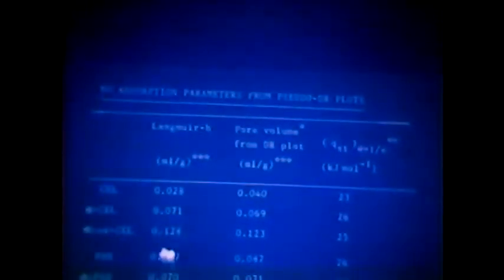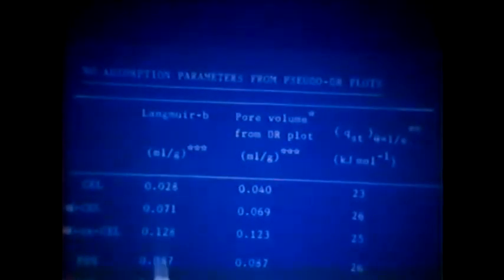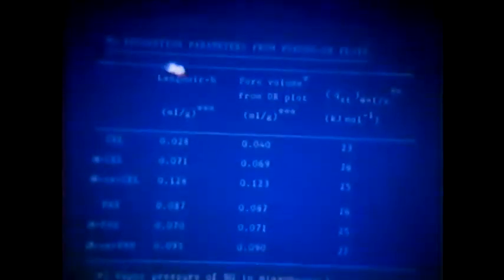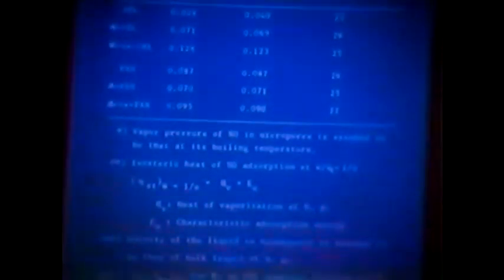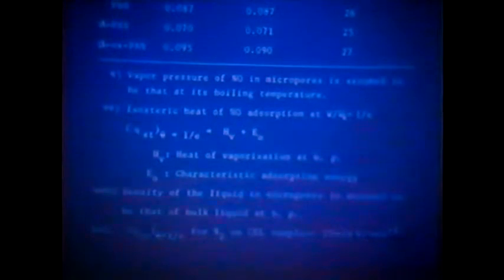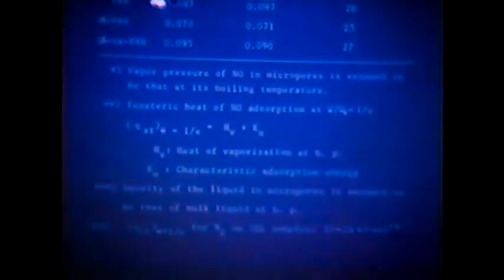This is the saturated amount of adsorption for NO determined from Langmuir plot, Langmuir B values. And this is pore volume from the pseudo-DR plot. These two values agree with each other.